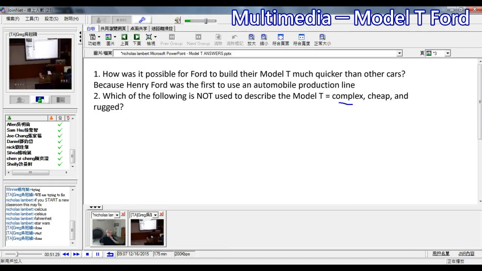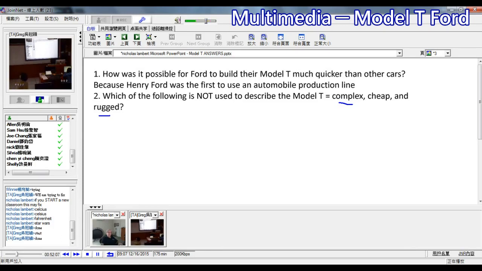It's not simple. Now, what does rugged mean? Rugged means rough. That's right. Now, if I describe you as a complex, rugged man, is that a compliment or am I being rude? Rude. You're really rude to say that to me.